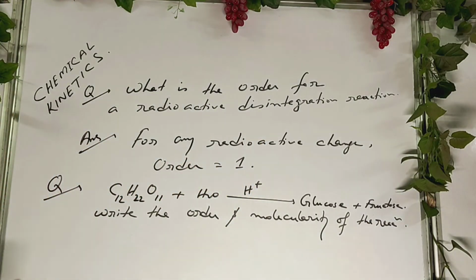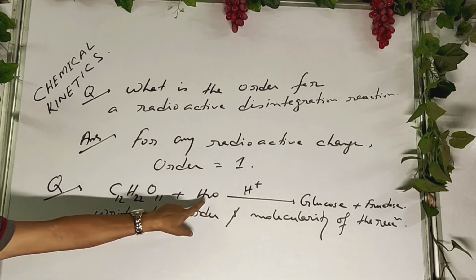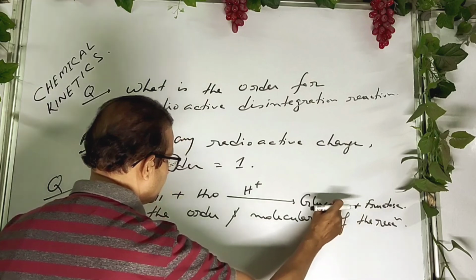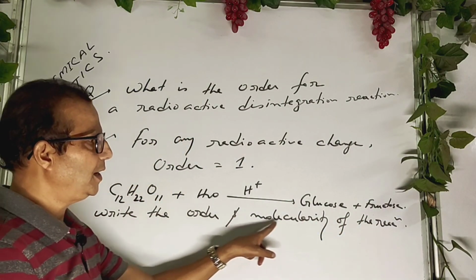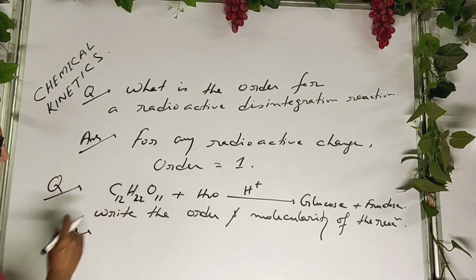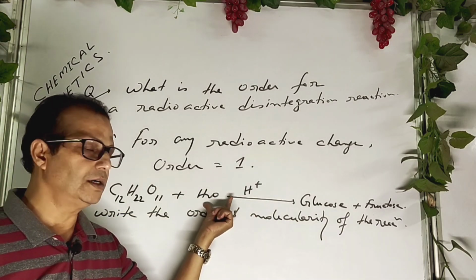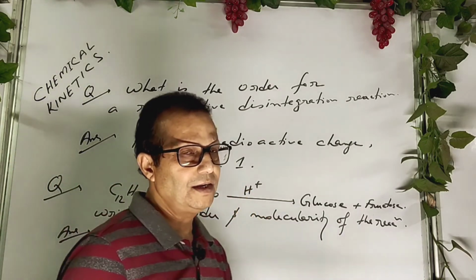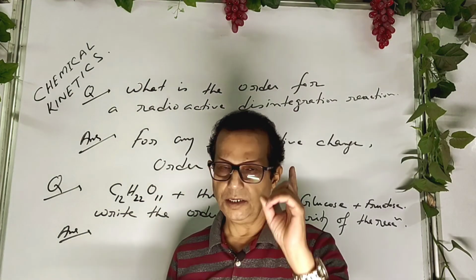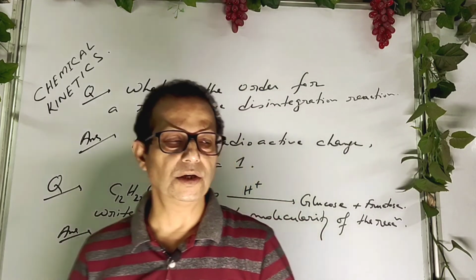See the question, C12H22O11 reacts with water in acidic medium to give glucose and fructose. Write the order and molecularity of the reaction. You see, it's clear to us that the reaction occurs in presence of acid with water, so it is acid hydrolysis. And remember, I have told you that in most acid hydrolysis reactions in organic chemistry, the reaction follows pseudo first order.